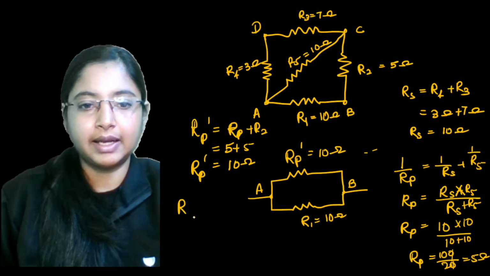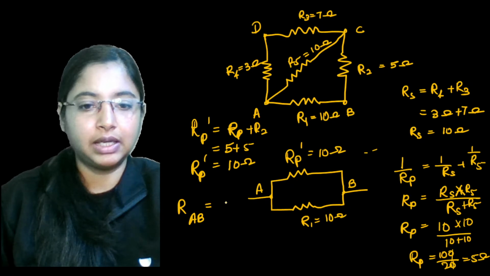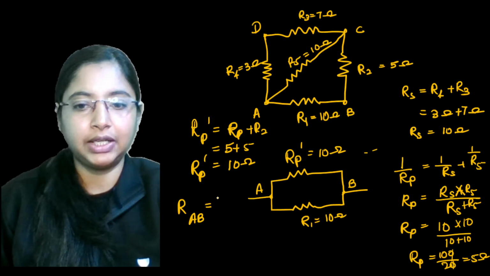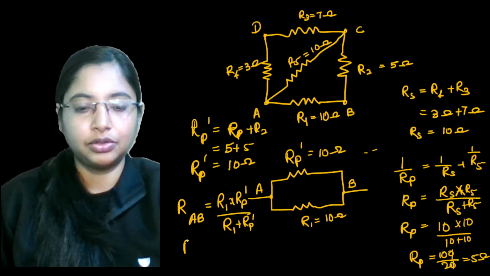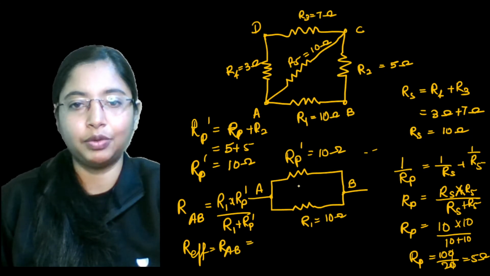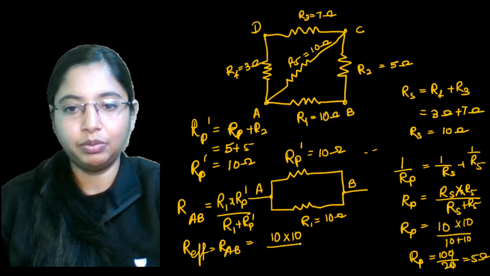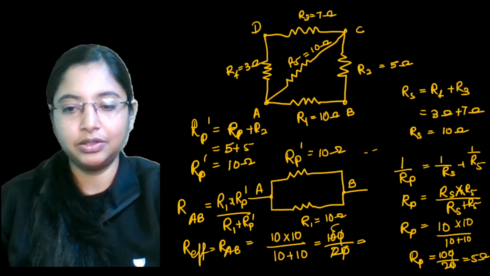So the resistance across RAB, which is your effective resistor, will be the parallel combination of these two. When you have resistors in parallel, we can do R1 into Rp dash by R1 plus Rp dash. So the effective resistance, that is the resistance across the arm AB, in this case will be 10 into 10, because both have the same value, by 10 plus 10. So that is 100 by 20, zeros cancel, 2 times 5. So that is 5 ohms.